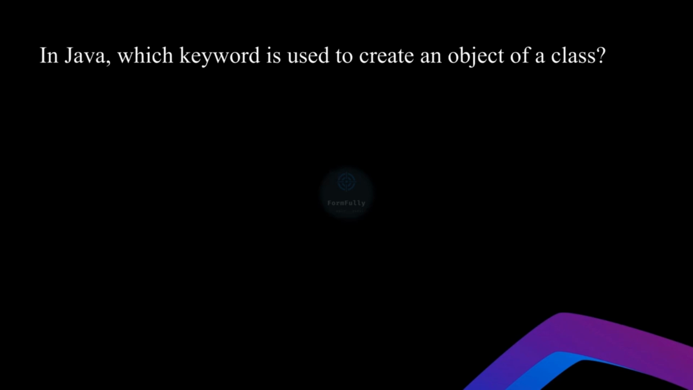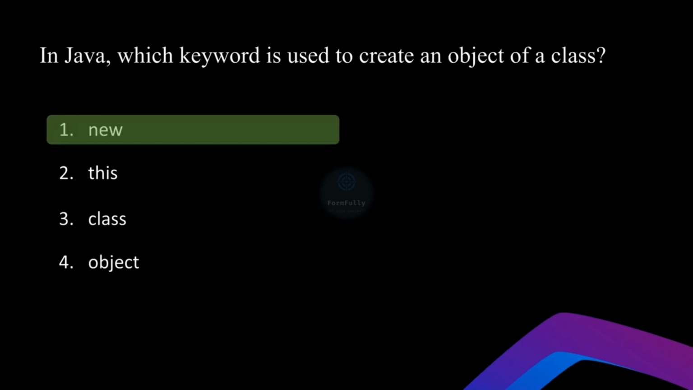In Java, which keyword is used to create an object of a class? New, this, class, object. In Java, the new keyword is used to create an object of a class. It dynamically allocates memory for the object and initializes it. The this keyword is used to refer to the current instance of the class. It is not used to create a new object. The class keyword is used to define a class, not to create an object. Object is a term often used to refer to instances of classes. It is not a keyword in Java for creating objects. So the correct option is new.